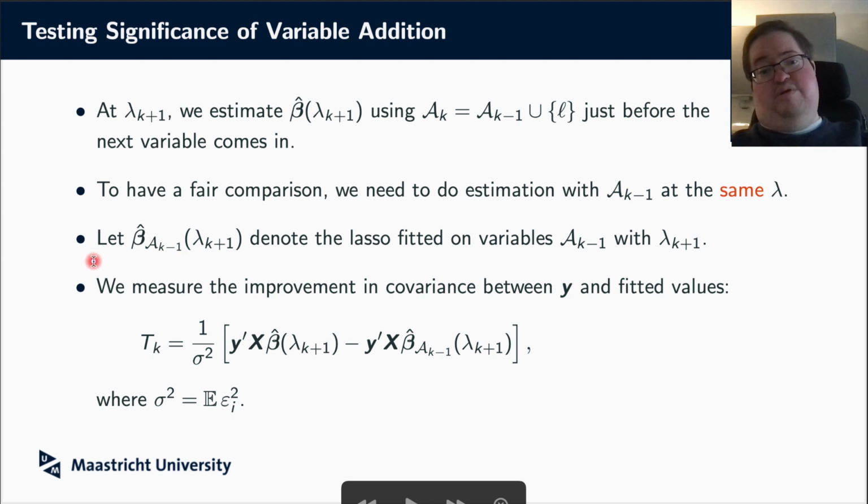And then what we do is simply measure how much the fit improves. Well, there are of course numerous ways in which you could measure that. What they propose in the paper is to measure that by the improvement in covariance between the data and the fitted value. Of course, the higher the covariance, the better you fit your y. So we want to see how much things improved by adding the variable compared to not having added the variable. And that will then be our test statistic.